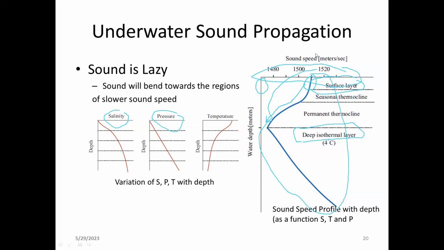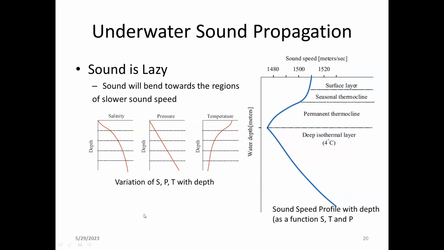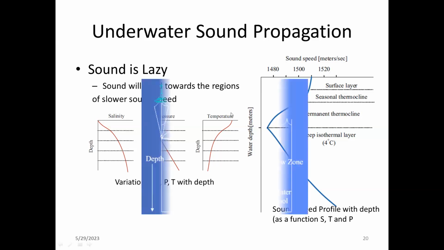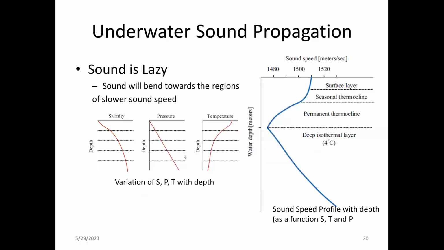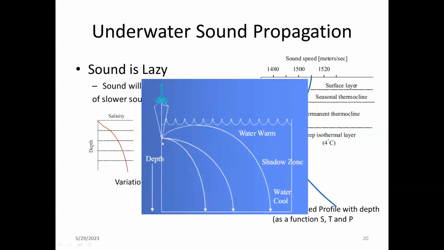The reason I'm showing you this sound speed profile is that it results in a very interesting phenomenon when we produce a sound at different levels of depth. For that, here is one thing. As the sound is lazy, it tends to bend towards the region of slower sound speed. So for example, if you have an environment like this, you're going deep and water is colder in depth, the sound would bend towards lesser temperature, which is the slower sound speed region.